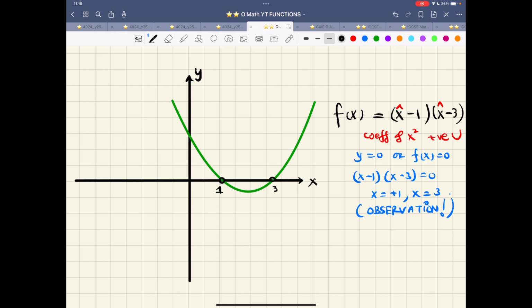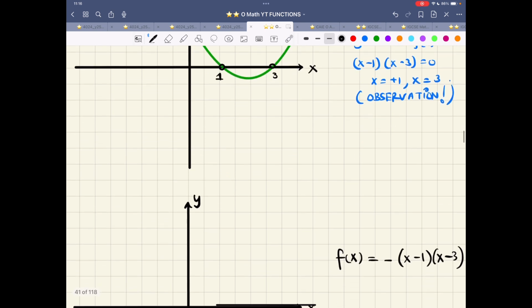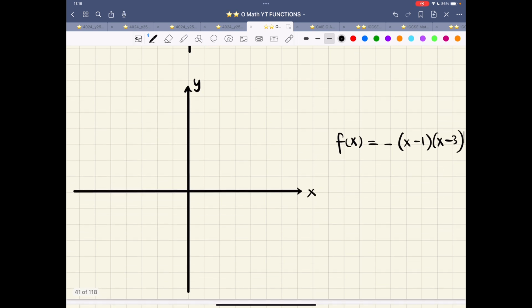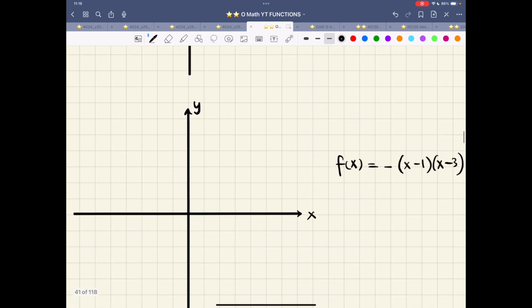This is 1, this is 3. That's how the graph is drawn. Very simple. And I'll add something more to it. I'll come back to it in a short while. So now there is a negative sign on the outside.